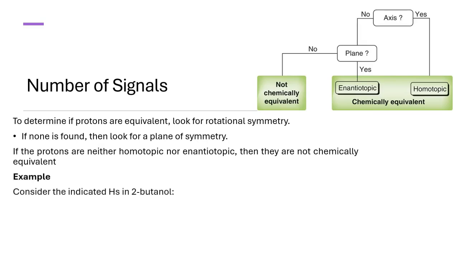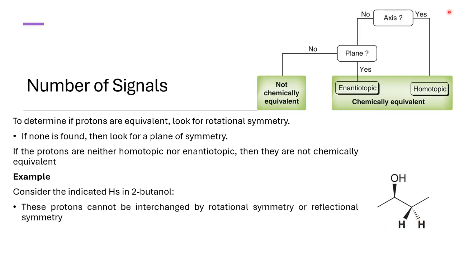Let's take a look at this example here. If we consider 2-butanol and just consider the 2 hydrogens that are on carbon number 3, these two here are not chemically equivalent. Because they're not chemically equivalent, they're not interchangeable by rotation symmetry or reflectional symmetry, they're going to give rise to their own signal.